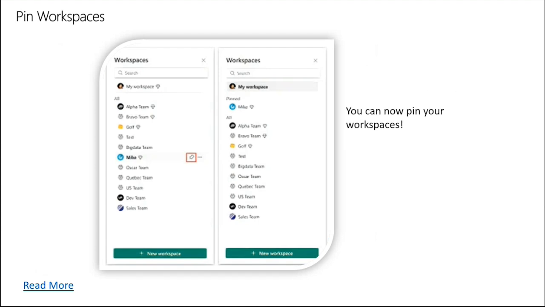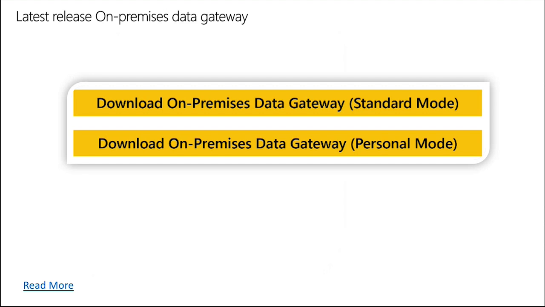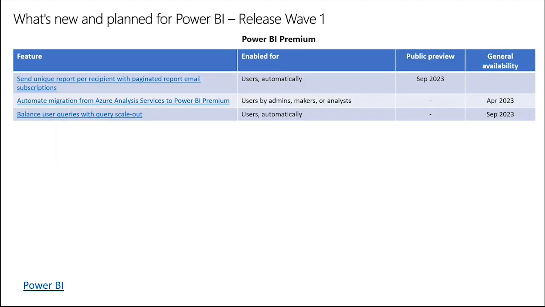And lastly, here on the Power BI side, there is some new functionality around workspaces where you can pin those workspaces in your environment so you're not searching for them all the time. And also, there are latest updates for on-premise gateway. So if you're using those, make sure you update to the latest version. And then lastly, again, a list of the features that are available within Release Wave 1.